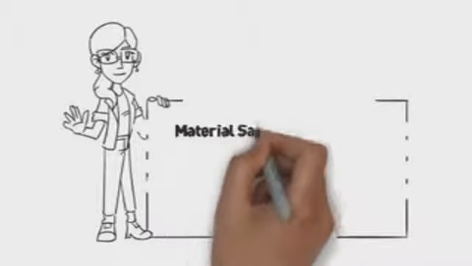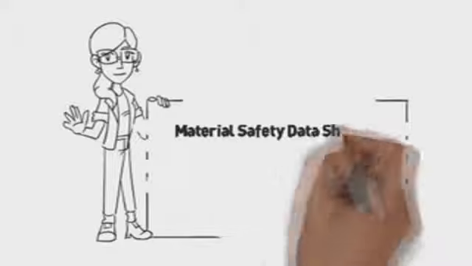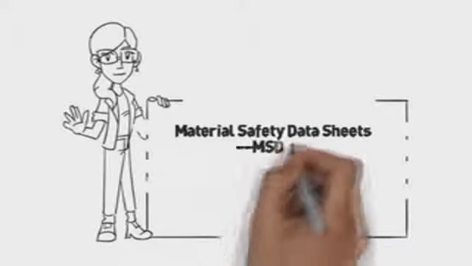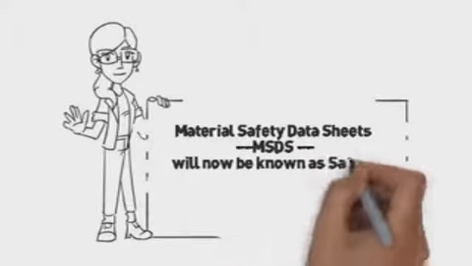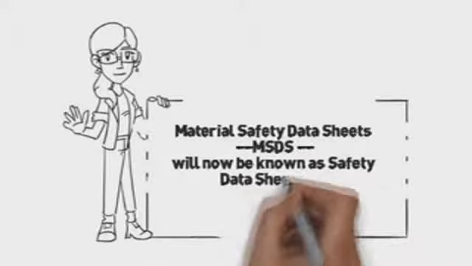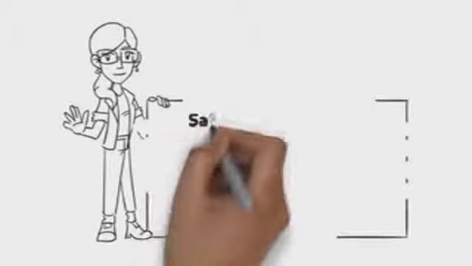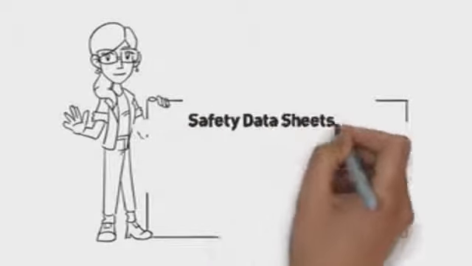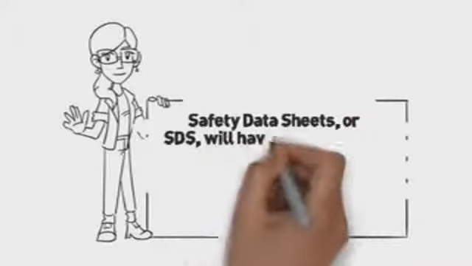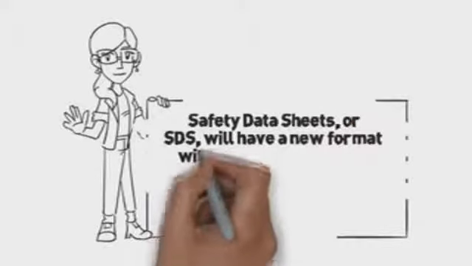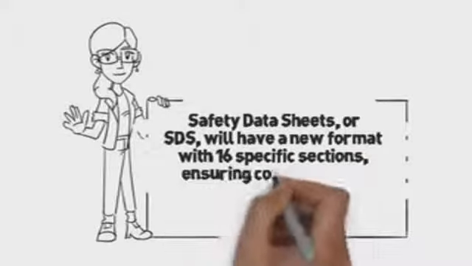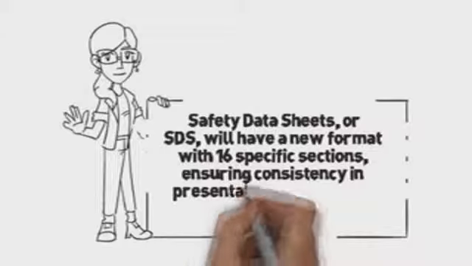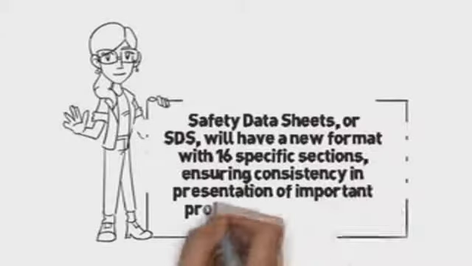What we now know as material safety data sheets are now going to be shortened in name and will be known simply as safety data sheets, or SDS, instead of MSDS. Safety data sheets will now have a new format that has 16 specific sections, ensuring consistency in presentation of important protection information.